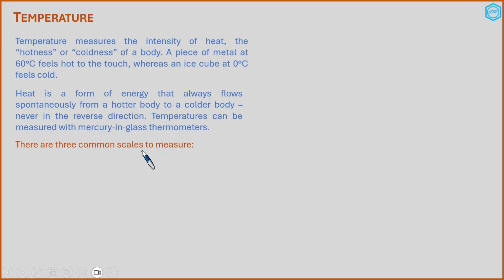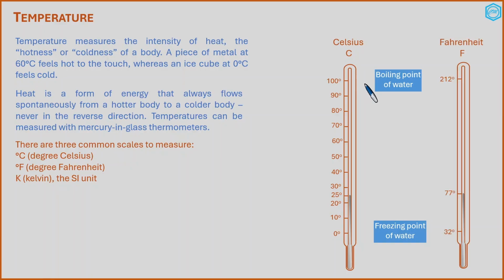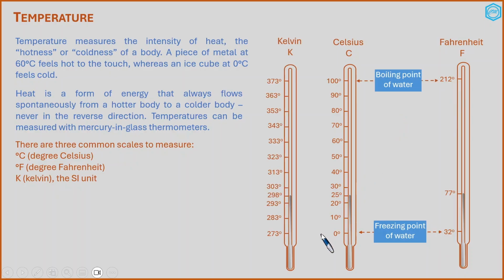There are three common scales to measure temperature. One is degree Celsius, the second is degree Fahrenheit, and the third is Kelvin. Kelvin is the SI unit. This is a mercury in glass thermometer. In the Celsius scale, the freezing point of water is taken as 0 degrees Celsius and the boiling point of water is taken as 100 degrees Celsius. In the Fahrenheit scale, the freezing point of water is 32 degrees while the boiling point is 212 degrees. In the Kelvin scale, the freezing point of water is 273 Kelvin while the boiling point is 373 Kelvin.